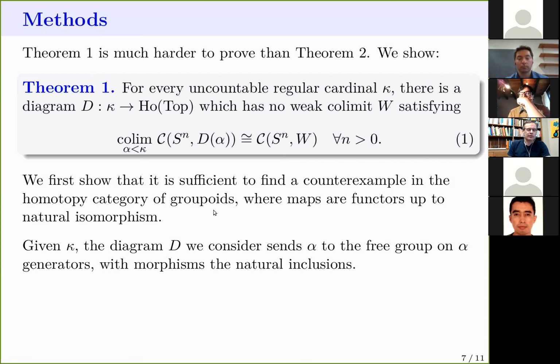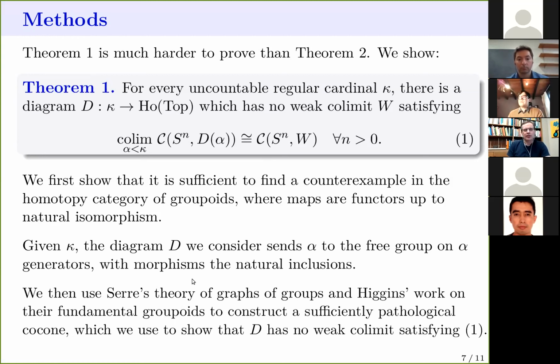So for any kappa, we have to come up with this diagram, and we take a very natural diagram. We think of kappa as the set of all the ordinals smaller than it, and the diagram sends an ordinal to the free group on that many generators, thought of as a groupoid with one object. The morphisms in the diagram are just the natural inclusions sending generators to themselves. The trickiness is to show that you don't get any possible weak colimit that satisfies this condition.